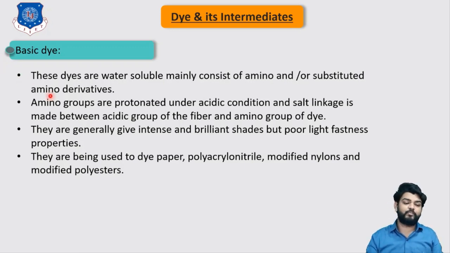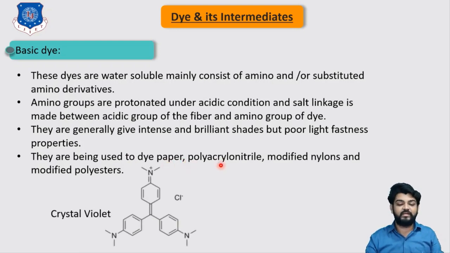So these amino groups are protonated under acidic conditions, and a salt linkage is made between the acidic group of the fiber and the amino group of the dye. They generally give intense and bright shades but poor light fastness properties. So as you can see here, they are generally used for intense and bright shades, but they give very poor fastness to light, right? They are used to dye paper, then polyacrylonitrile and modified nylons, and even sometimes modified polyester as well.